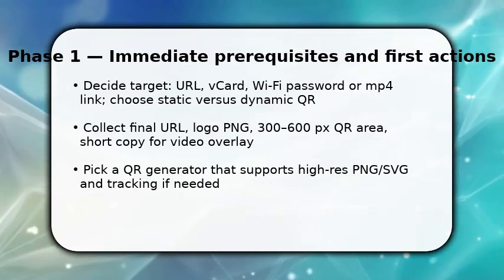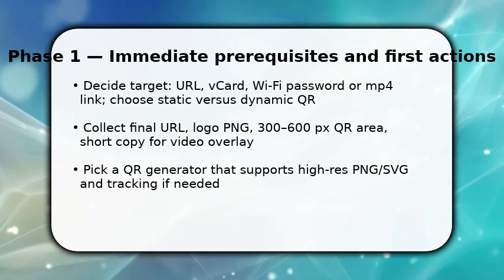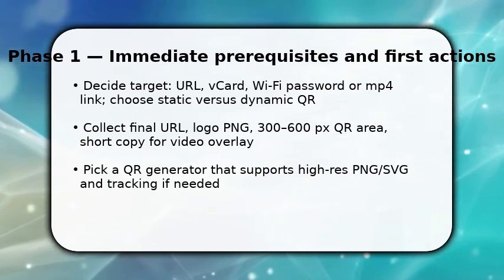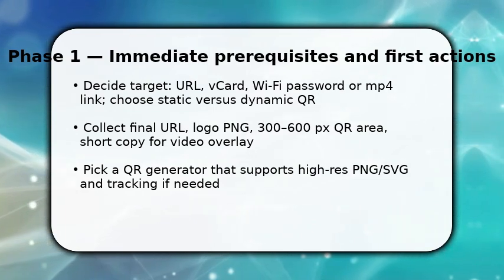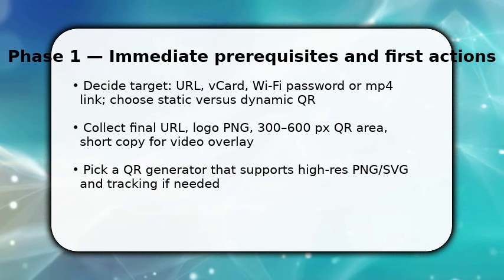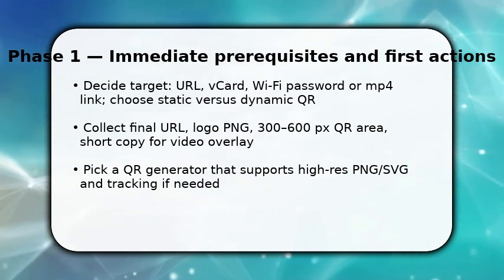You begin by deciding what the QR will point to and why. Choose a URL, vCard, Wi-Fi, or a video link. Once decided, collect the exact link, a logo PNG and brief overlay copy so you don't edit later.